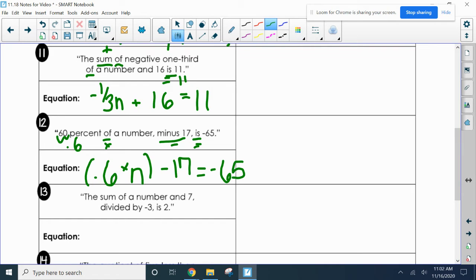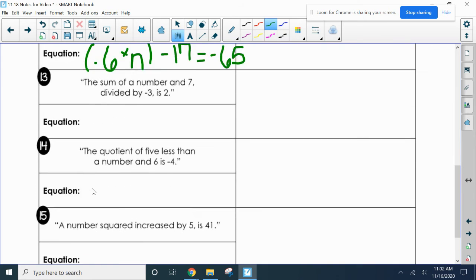It's kind of like picking out those key words that we talked about and just writing all of what they mean in order. Unless we have one of those special ones where order is different. But that's why we have those. All right. So now I have 13, 14, and 15.